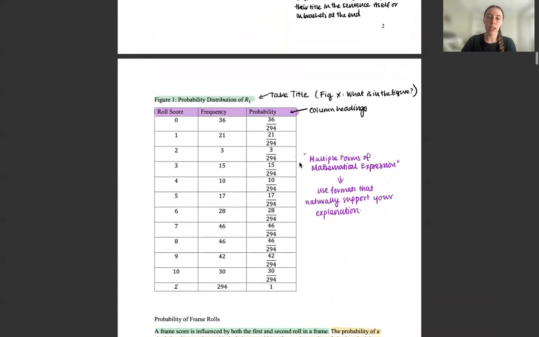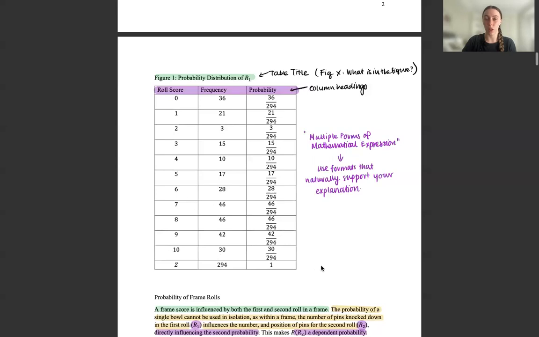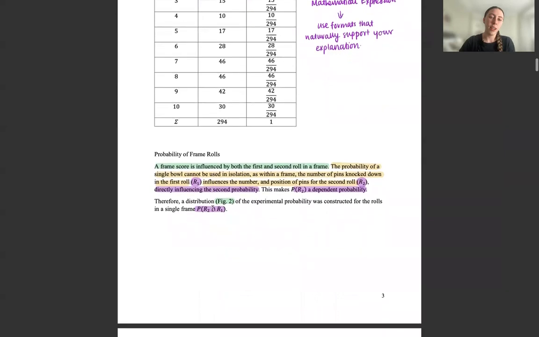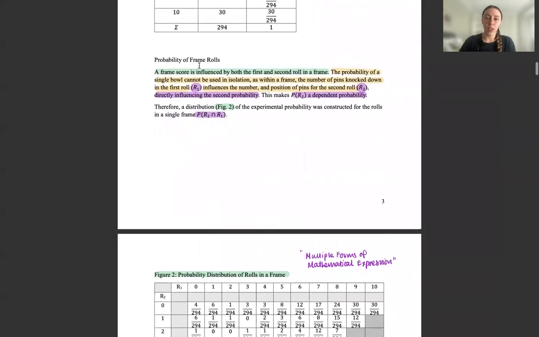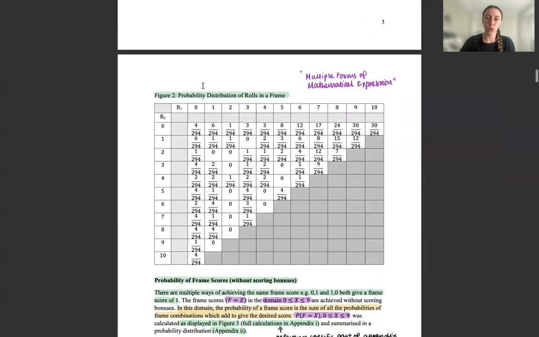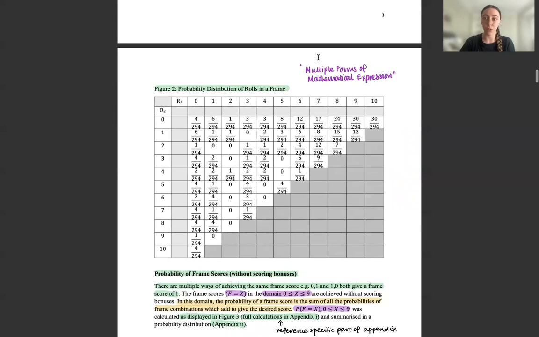This also contributes to the marking criteria of having multiple forms of mathematical expression, because it's a probability distribution. And obviously this is a very succinct way to present that probability information, so you would get marks for being concise there as well. Then, probability of frame rolls: you can see I have another table, another probability distribution here, so I get another multiple forms of mathematical expression.